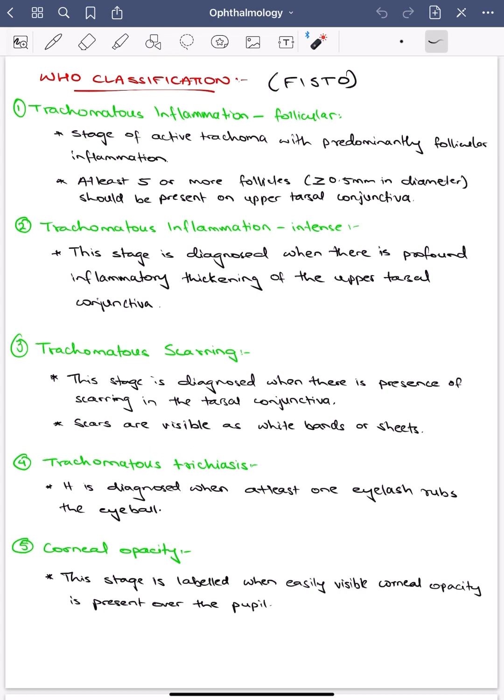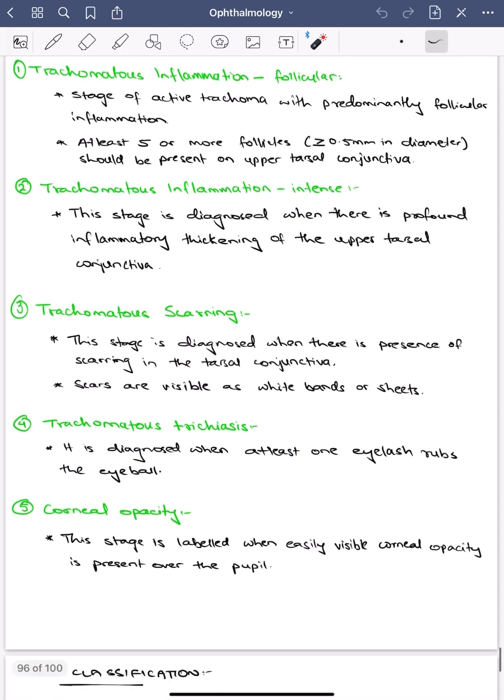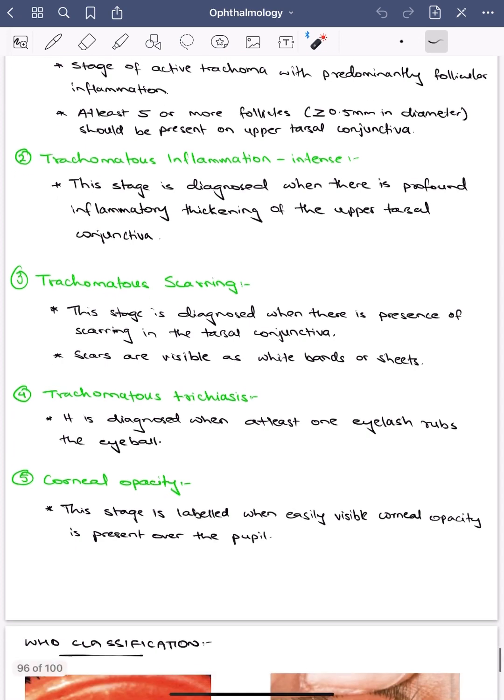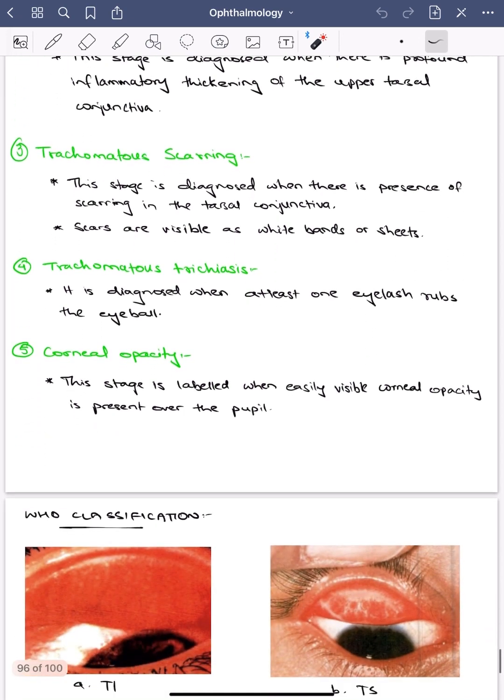and this stage is diagnosed if there are at least 5 or more follicles greater than 0.5 mm in diameter, and they should be present in the upper tarsal conjunctiva. So this is the first stage, that is the trachomatous inflammation follicular. Second is the trachomatous inflammation intense. Now this stage is diagnosed when there is profound inflammatory thickening of the upper tarsal conjunctiva. Third is the trachomatous scarring. Now this stage is diagnosed when there is presence of scarring in the tarsal conjunctiva.